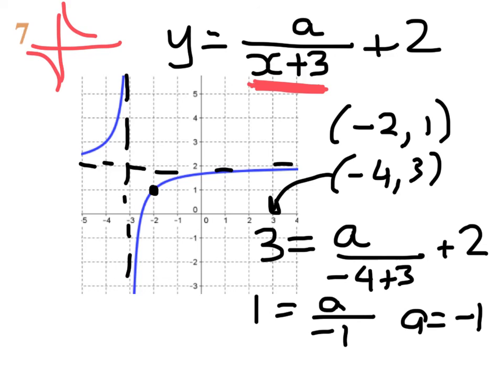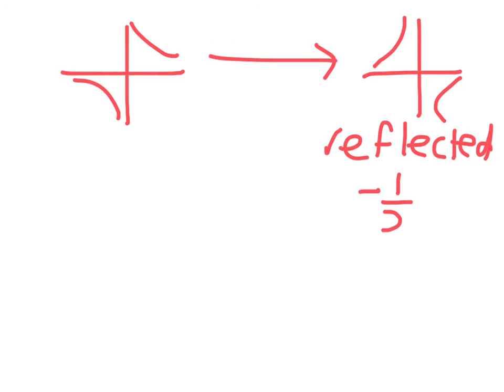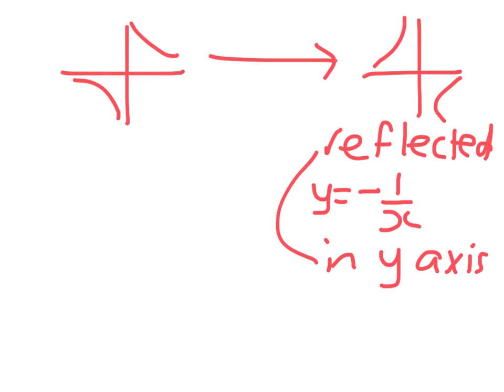So I'm going to take a new slide here and I'll just talk through those 3 transformations. So here's 1 over x. The first thing that happened is it got reflected. And that was when it became y equals -1 over x. Okay, reflected, and I need to say what in. It got reflected in the y-axis.